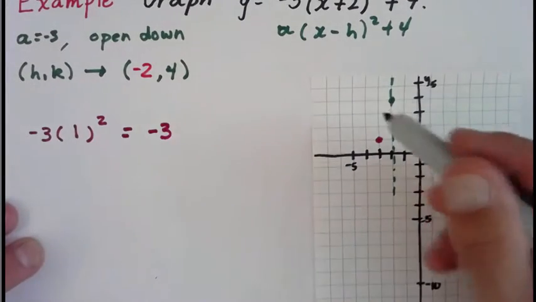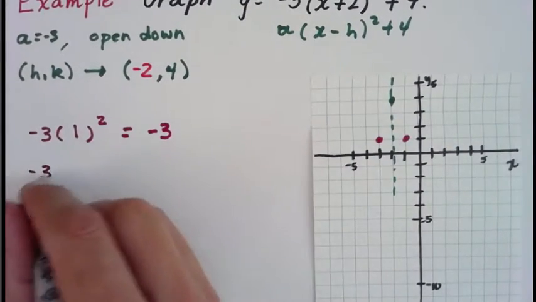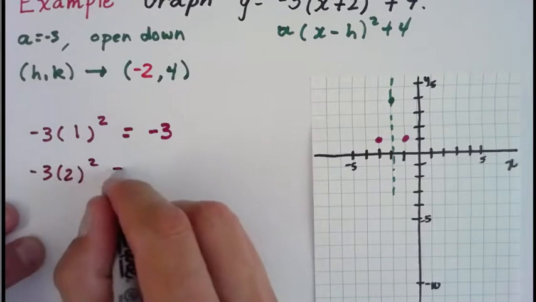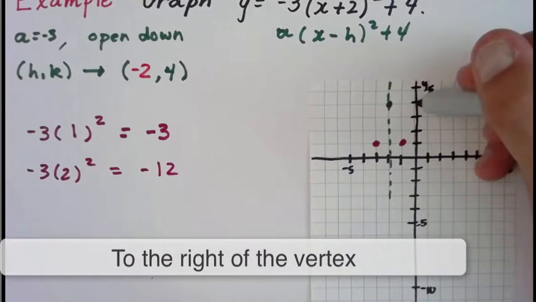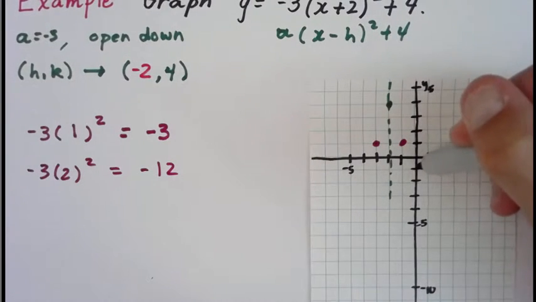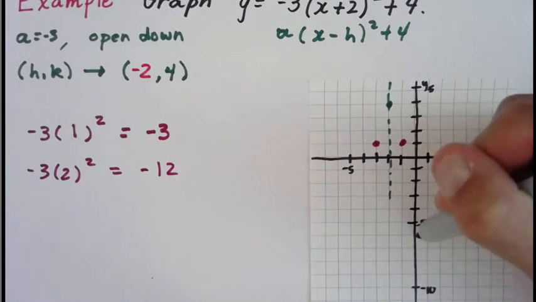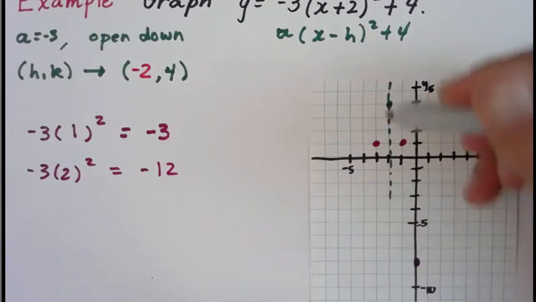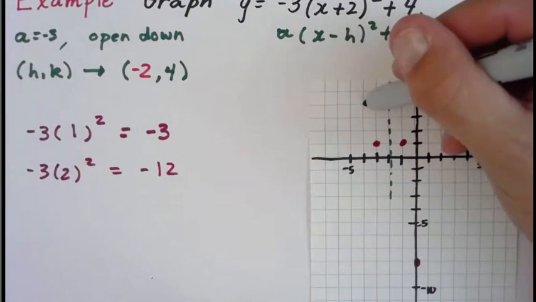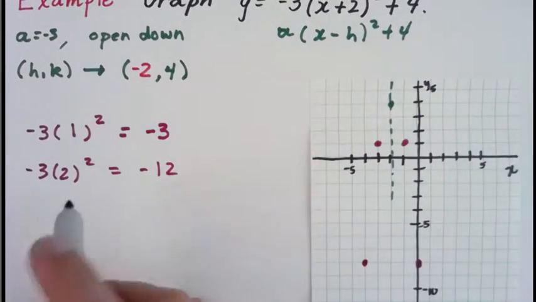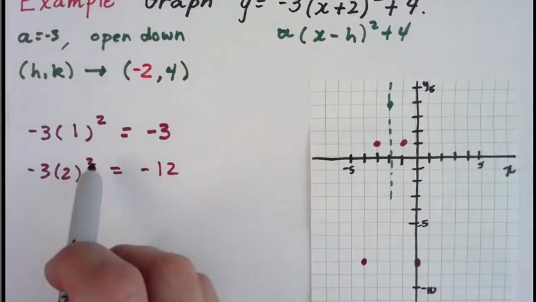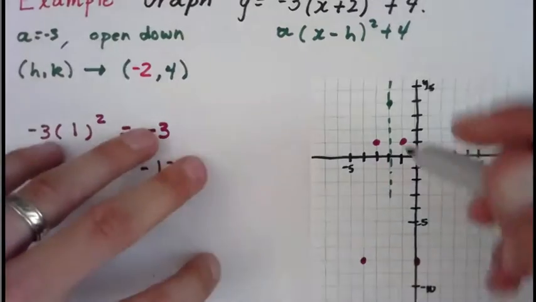Now I have enough to draw my parabola. If I went negative 3 and I went 2 to the right, I would get negative 12. So if I go 2 to the right, 1, 2, and I go 1, 2, 3, 4, 5, 6, 7, 8, 9, 10, 11, 12, I get another point. And same thing over here, 2 left, and I get the same output right here. It doesn't matter if I plug in negative 2 or positive 2, you're squaring it, it's always going to be the same. So here is my parabola.